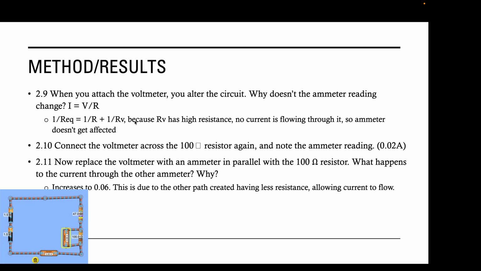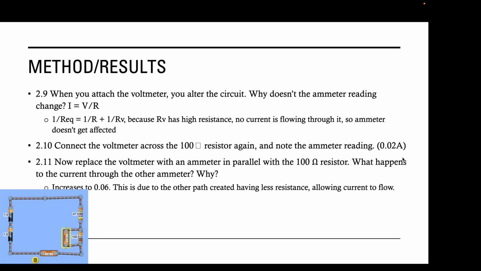When you attach the voltmeter, you alter the circuit. Why does the ammeter reading change? Because 1 over R equivalent is equal to 1 over R plus 1 over RV, where RV represents the voltmeter. Because the voltmeter has such a high resistance, no current is flowing through it, so the ammeter doesn't get affected, because this just goes to 0. So 1 over REQ is equal to 1 over R. And connect the voltmeter across the 100 ohm resistor again.